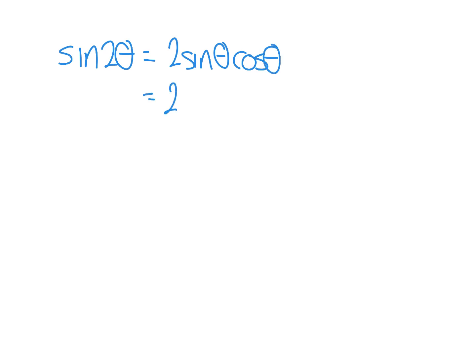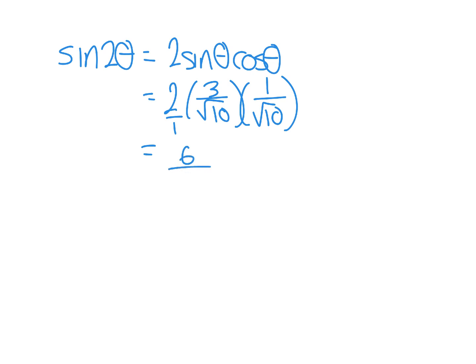So sin 2 theta expanded is just 2 sin theta cos theta. And from the side before, sin theta was 3 over root 10 and cos theta was 1 over root 10. So when we multiply them, think of that as 2 over 1 if you need to. The top numbers would be 2 times 3 times 1, which is 6. The bottom numbers would be root 10 times root 10, which is just 10. And 6 over 10 goes down to 3 over 5 when you simplify it.